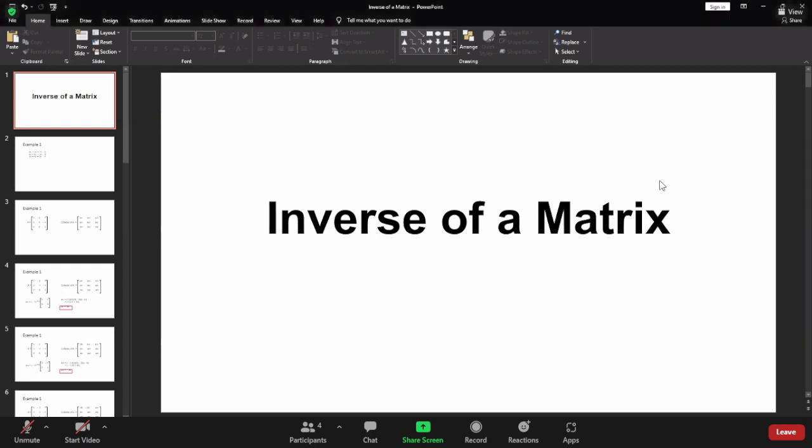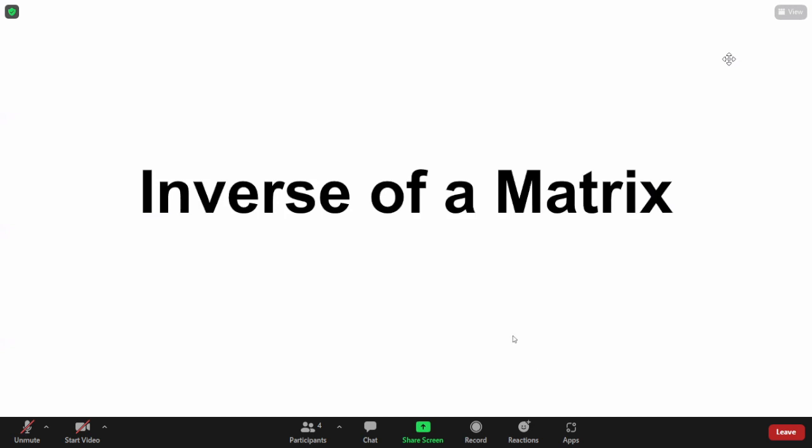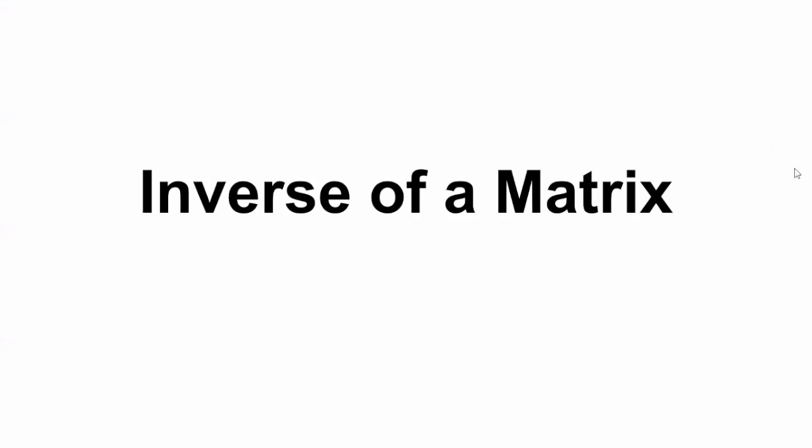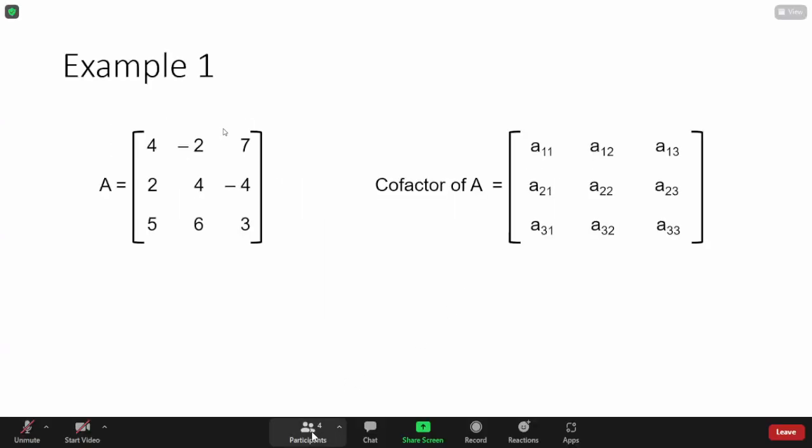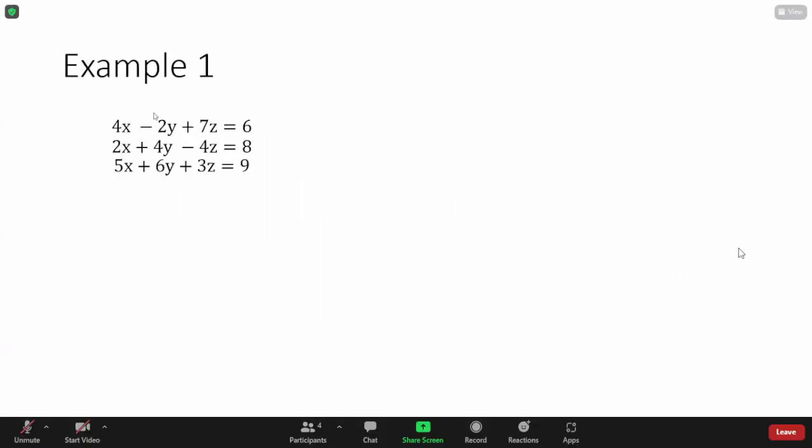Topic natin today is inverse of a matrix. Okay? Isa lang yung ginawa ko ngayon. Pag sinabi niyo isa pa, solve natin. Magsasolve talaga tayo. Okay? So, given for example ito. This is one of the problems sa sinolve na natin before.